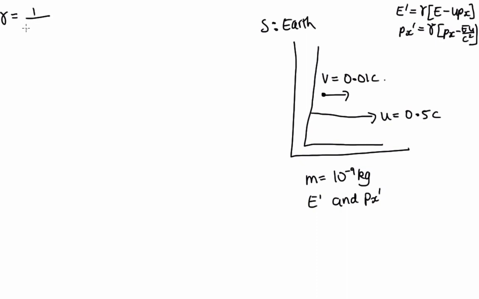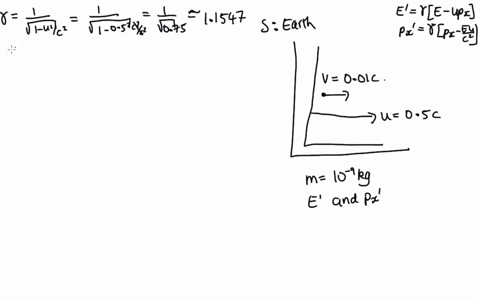Gamma is equal to 1 over the square root of 1 minus u squared on c squared. And so this is equal to 1 over the square root. You can see u here is equal to 0.5c, so this is 1 minus 0.5 squared c squared on c squared. Those cancel out, giving us 1. And so this is 1 over the square root of 0.75. Solving that on the calculator, we end up with this being approximately equal to 1.1547.